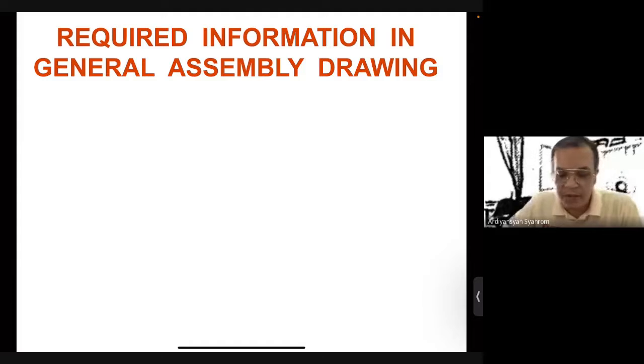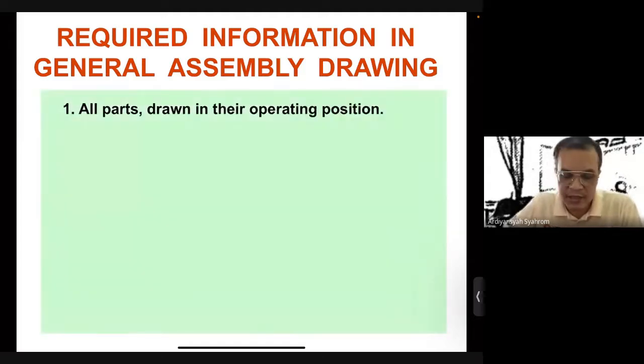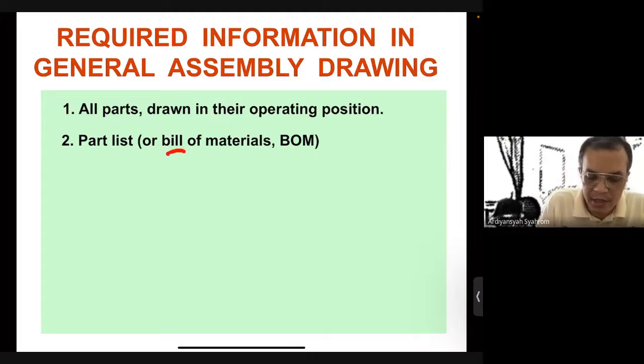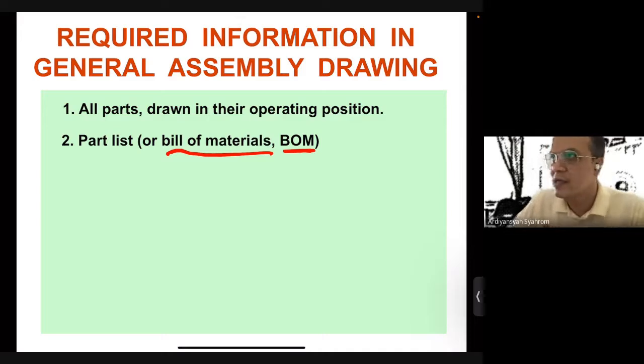The required information in general assembly drawing. The first is all the parts drawn in their operating position. Part list or bill of material, BOM. Bill of material. Part list, we call the bill of the material BOM.